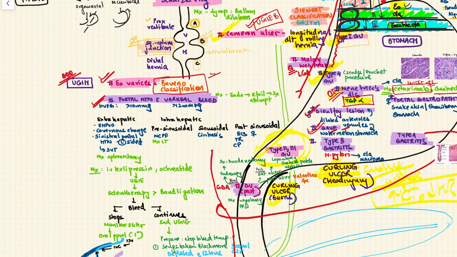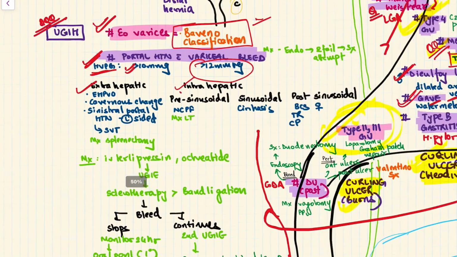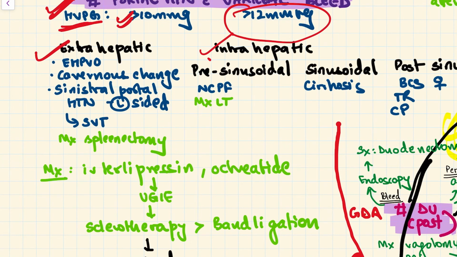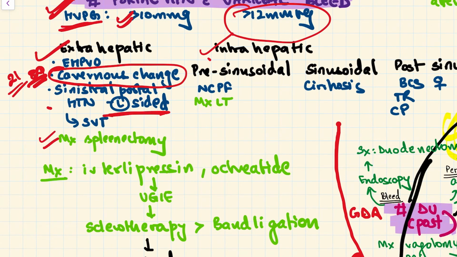All right, so what is portal hypertension? When the hepatic venous pressure gradient is more than 10 mm Hg, right? Then it is portal hypertension, and at pressures more than 12 mm Hg, we will also see variceal bleed in this patient. And the causes can be extrahepatic and intrahepatic. The extrahepatic causes are EHPVO, that is the extrahepatic portal venous obstruction, right? Cavernous change. This question has also been asked in NEET 21, right? Then sinistral portal hypertension, which is nothing but a left-sided portal hypertension, right? And in these cases, the management is splenectomy.